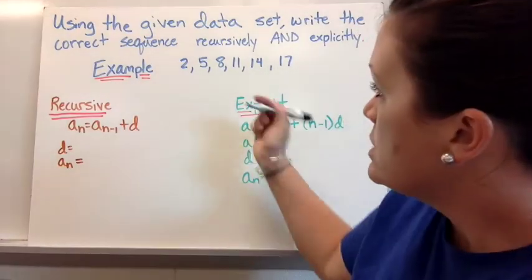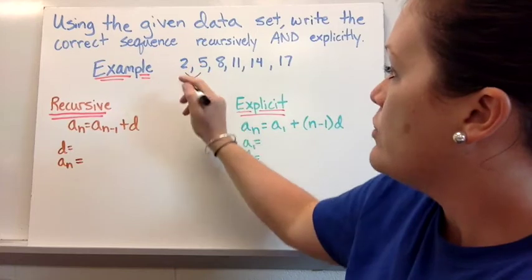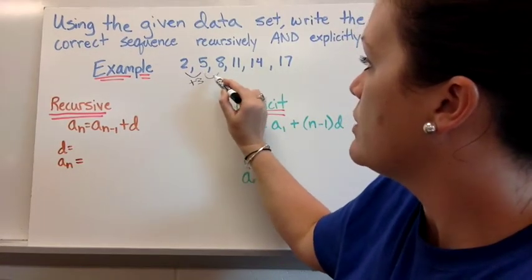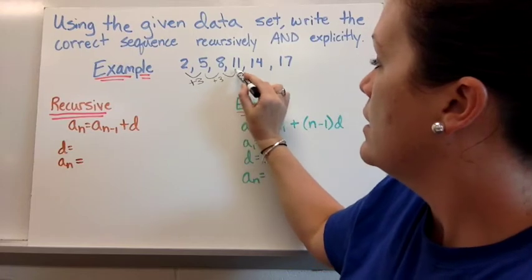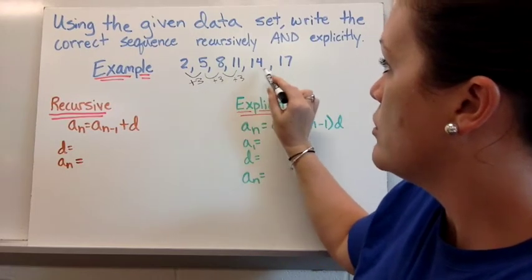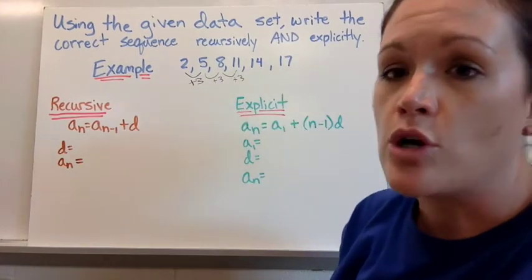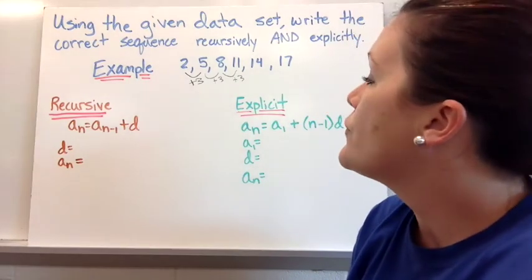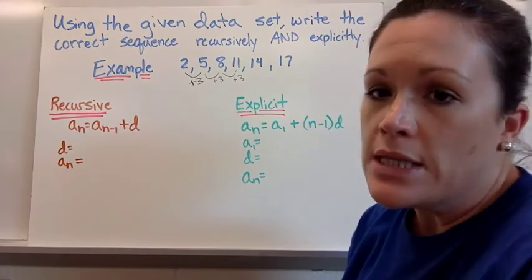So you probably notice that between 2 and 5, you add 3. And the same thing between 5 and 8, 8 and 11, and so on. And you notice it happens between every single term. It's important to check all of them when you're given a specific problem. So for your recursive form, this is the one that's really simple.